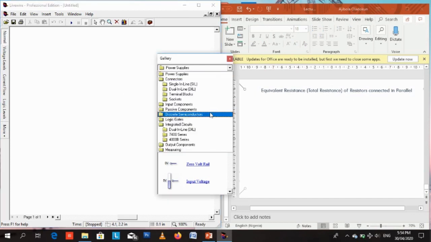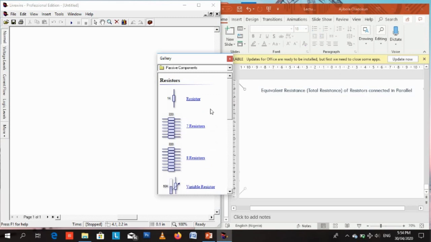So let's switch over to LiveWire, passive components, resistor. There are other passive components apart from resistors, but for now we'll focus on resistors. So let's get out to resistors. So I want to show you how to connect two resistors in parallel. You click one terminal, click, drag, click.